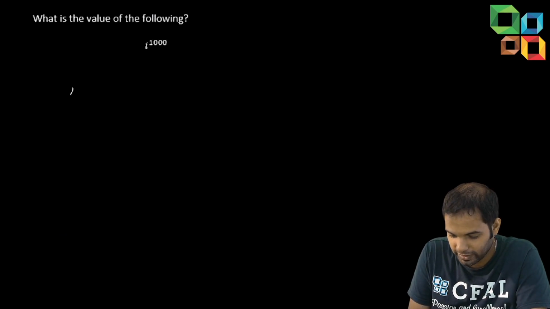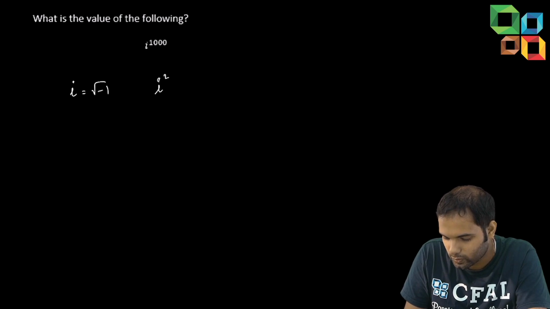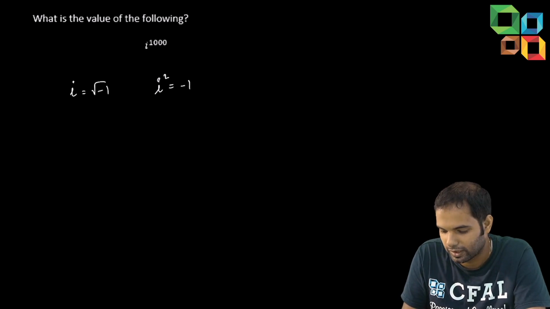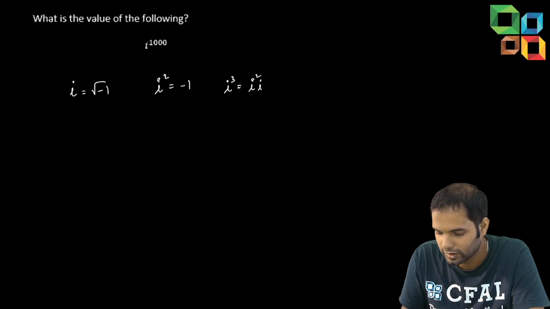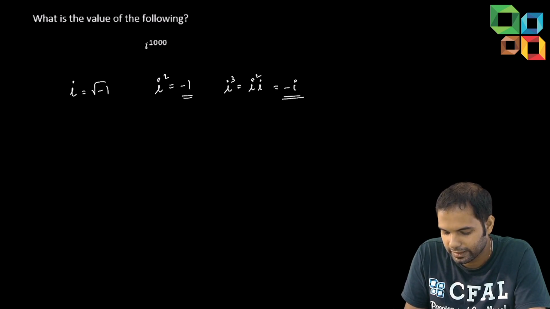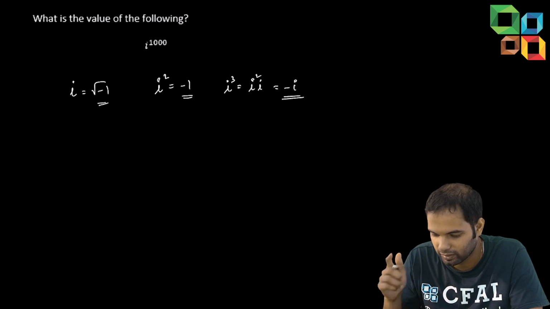Okay. It looks pretty big, but let's see what i is. i is nothing but root of minus 1. Agree? So what is i square? i square is minus 1, the definition of complex number. Now it becomes a bit tricky. So i cube is nothing but i square into i. Agreed? But i square is minus 1. So I'm getting minus 1 into i, which is minus i.